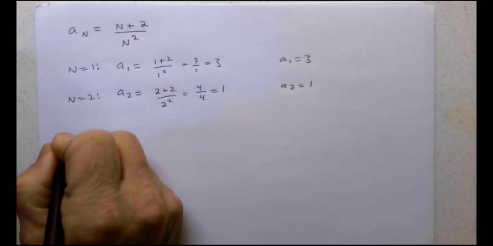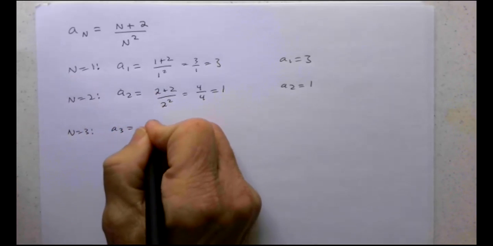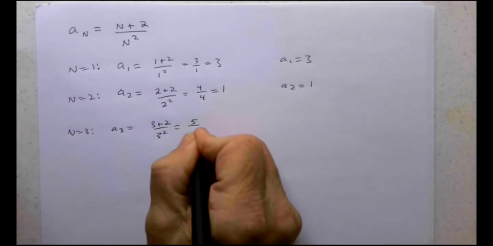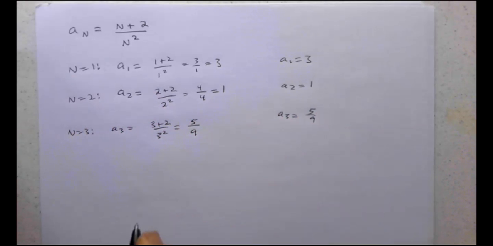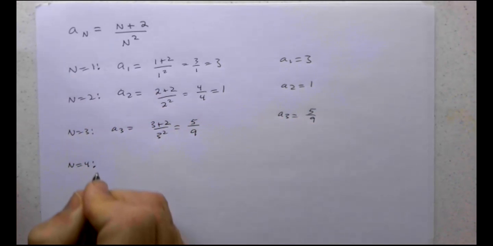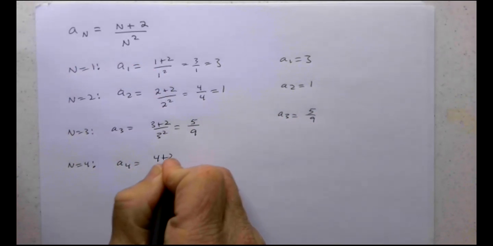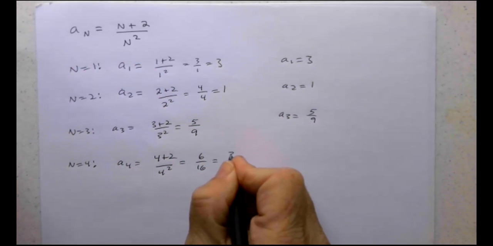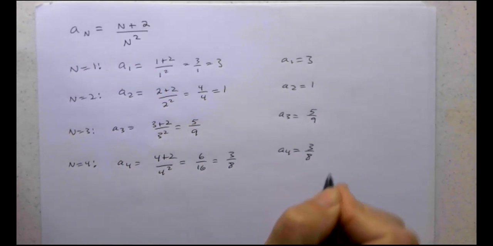Now let's go to n equals 3. a sub 3 equals 3 plus 2 over 3 squared. 3 plus 2 is 5. 3 squared is 9. So a sub 3 is 5/9. Let's go to n equals 4. So plugging the 4 in for n, a sub 4 equals 4 plus 2 over 4 squared, 6 over 16, which is 3/8. So a sub 4 is 3/8.